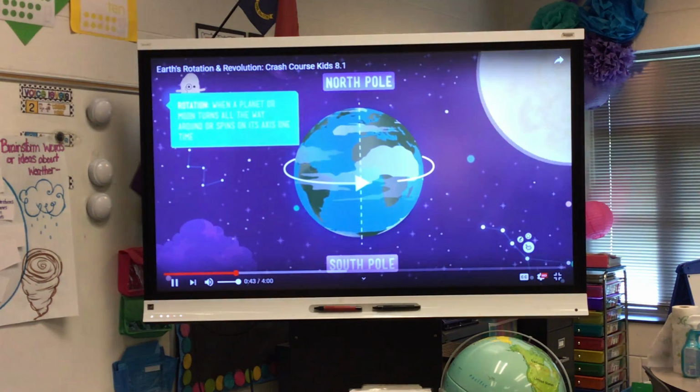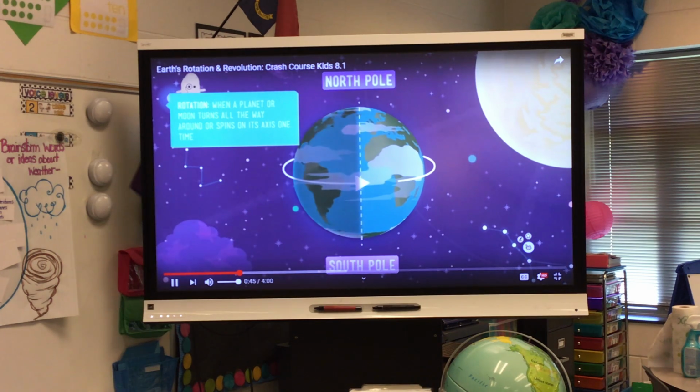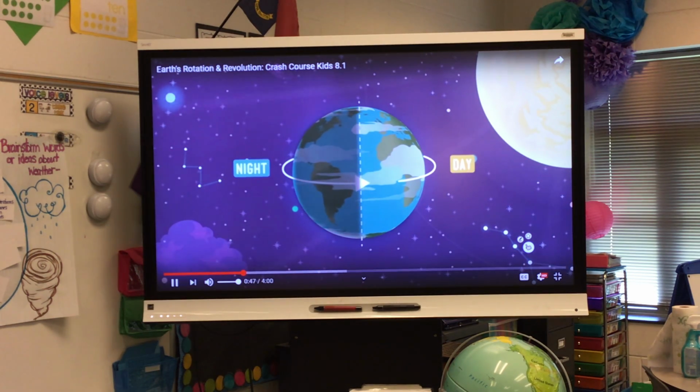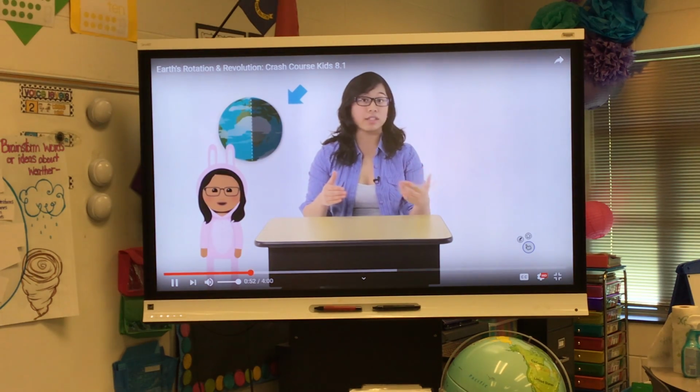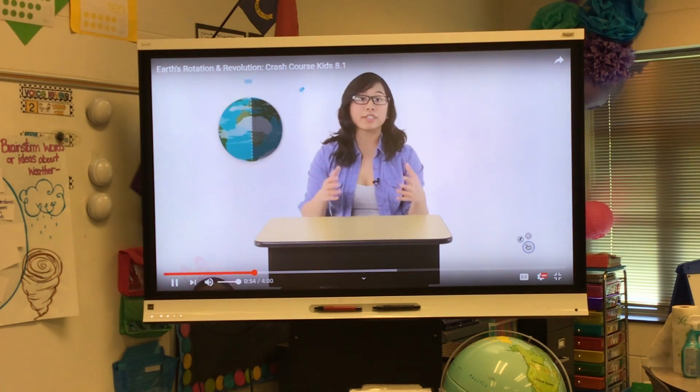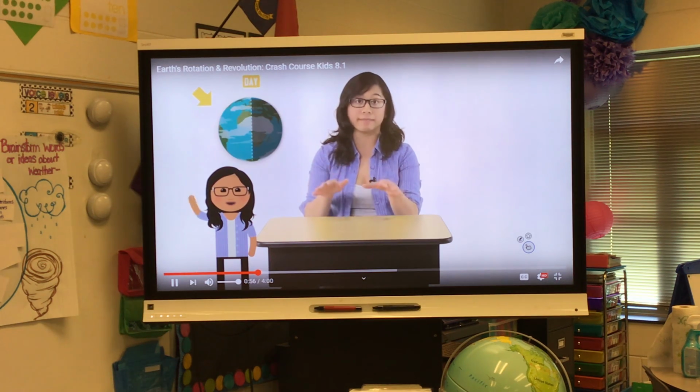This spinning movement is called the Earth's rotation, and the Earth's rotation is what gives us day and night every day, all year. If you're on the side of the Earth that's facing away from the sun as the Earth is spinning, it's night. If you're on the side facing the sun, it's, you guessed it, day.